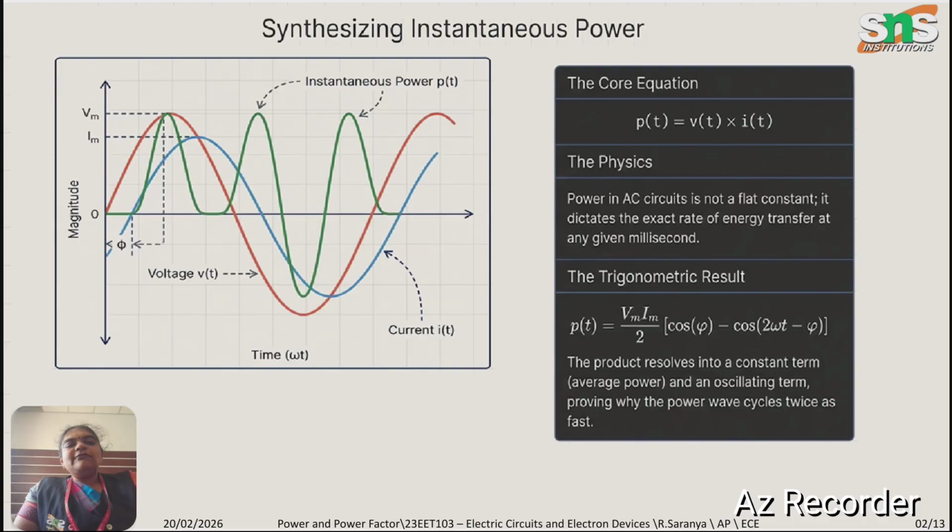So p of t, the power, is given by the equation Vm Im divided by 2 into cos phi minus cos of (2 omega t minus phi), where Vm is the maximum voltage and Im is the maximum current. Here the average power is followed by an oscillation term. Okay, so the second term over here is the oscillation term.